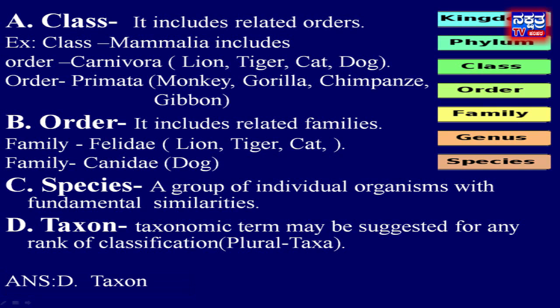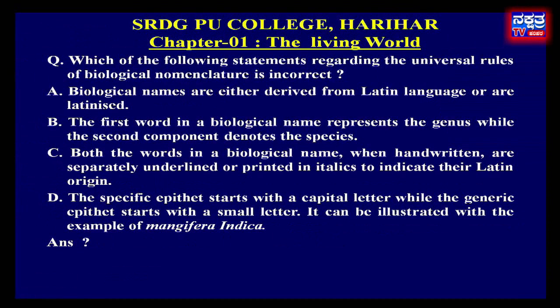Move to next question. Which of the following statements regarding the universal rules of binomial nomenclature is incorrect? Options. A, biological names are either derived from Latin language or Latinized.